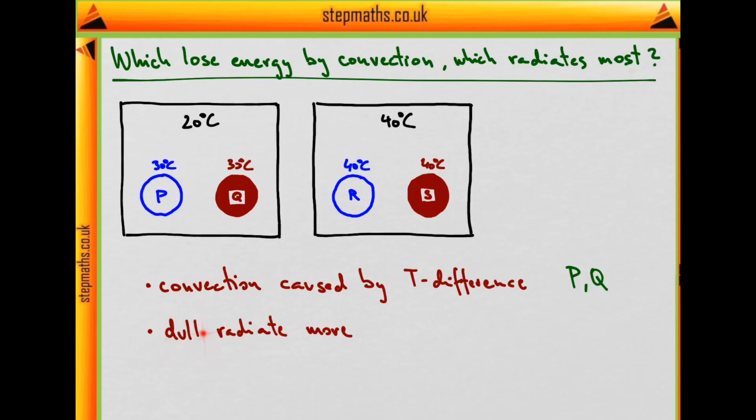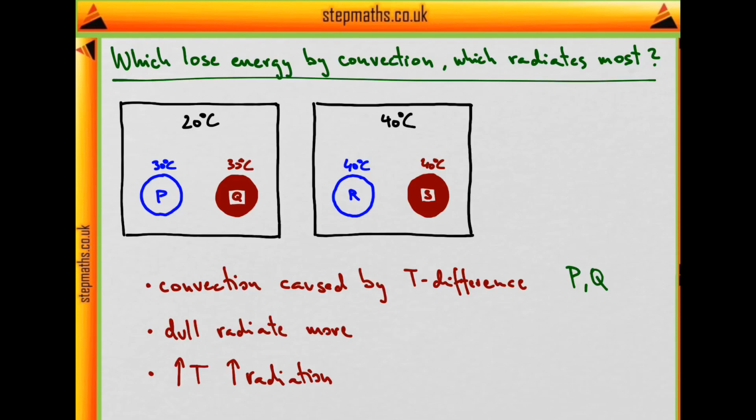Another point to note is that dull surfaces radiate energy more readily than shiny surfaces. Shiny surfaces generally are not as permeable as the dull ones, so they don't absorb well and they don't emit much. So it's probably going to be one of the dull balls which radiate the most. And the higher the temperature of an object, the faster it will radiate thermal energy.